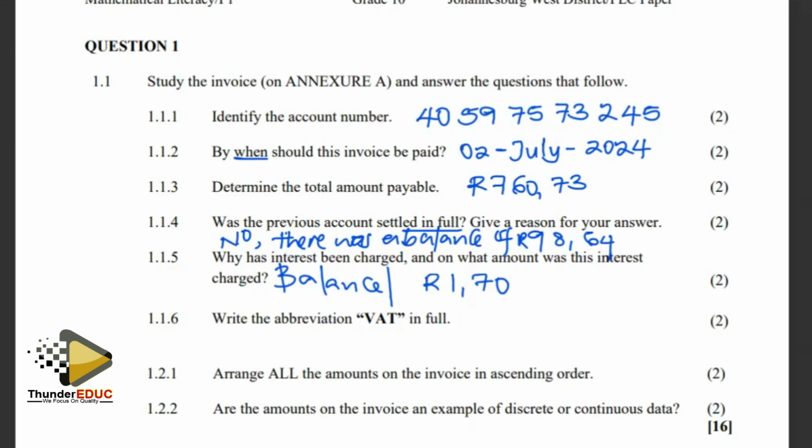The abbreviation VAT in full: V stands for value, the A stands for added, and the T stands for tax.